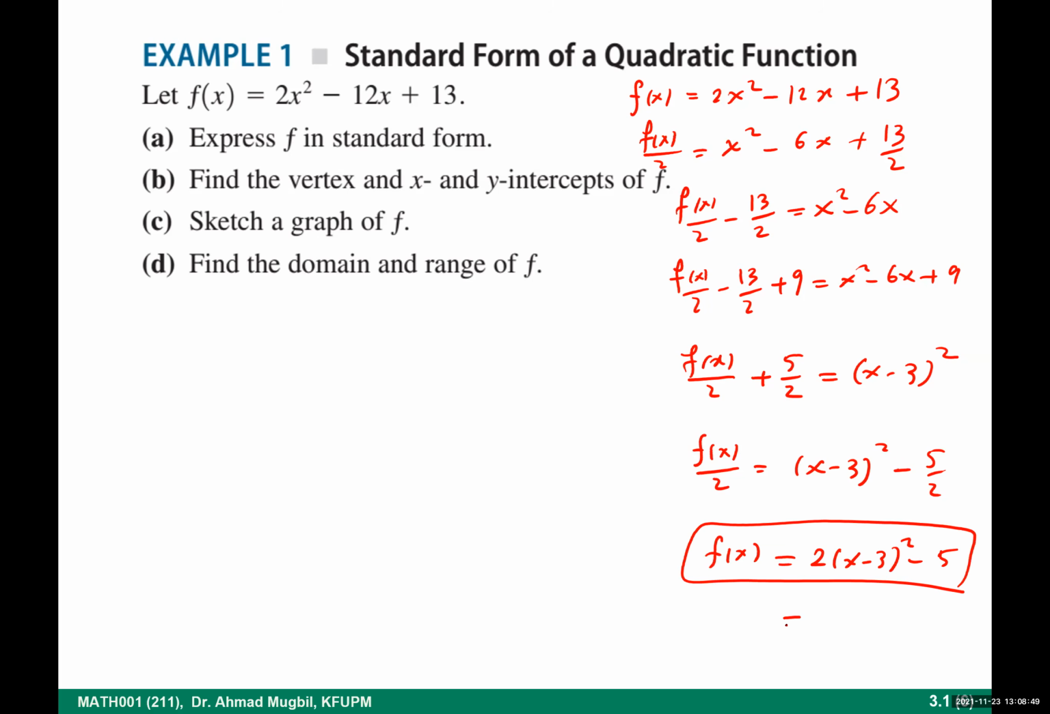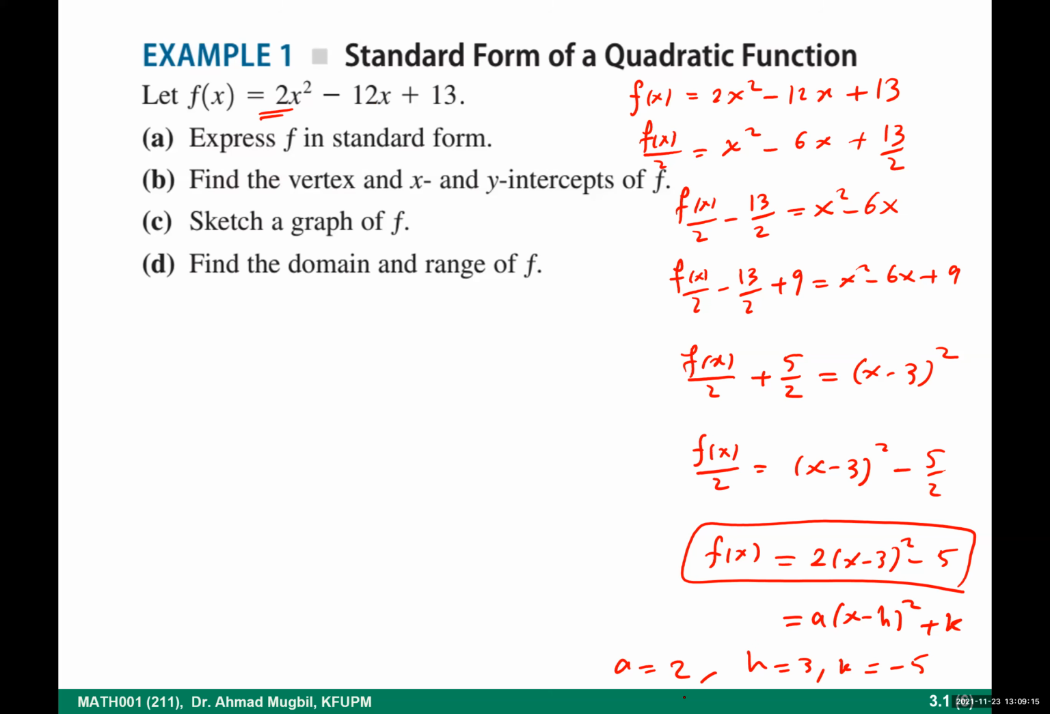This is, of course, if you compare it, a times x minus h all squared plus k. So you can consider here that h is what? 3, and k is what? Negative. A is clear from the beginning. A is what? It is 2. But this is not the right way or the best way to do that.